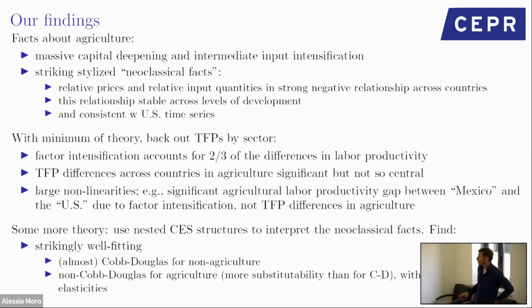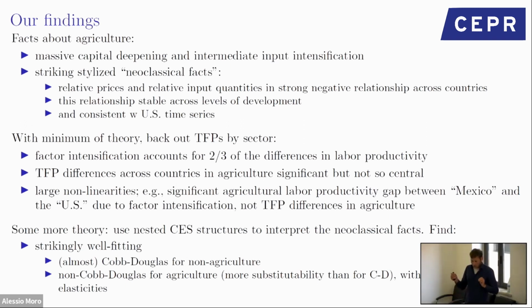So what are our findings? We're going to document some stylized facts. Some of them are already known, but it's impressive: massive capital deepening and massive intermediate input intensification across countries. If you look at the amount of fertilizer per hectare of land, how it differs across countries, there are enormous differences. Capital-labor ratios in agricultural production, enormous differences.